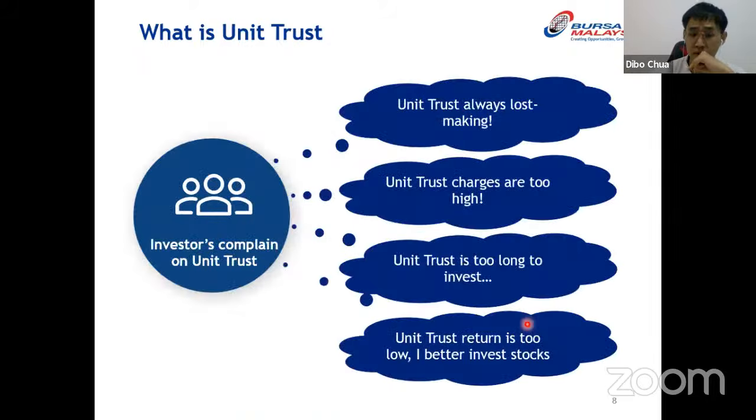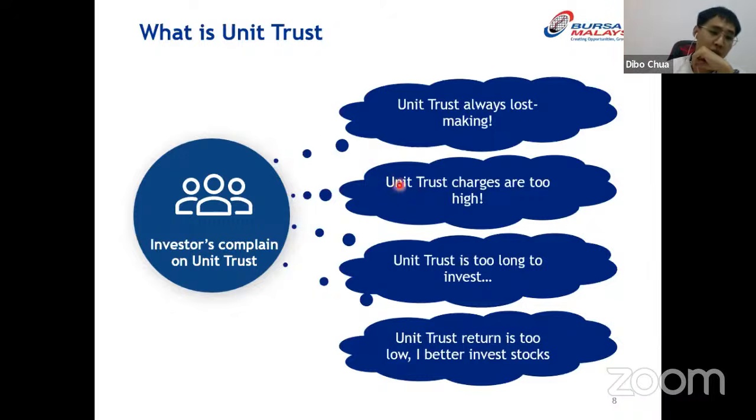But of course, as I said in the beginning, a lot of investors have complaints about unit trust. Maybe not you, but you can ask your friends or your parents. They will have all kinds of complaints. Typically, the complaints I always get are these four. The first one: they say unit trust is always loss making, a very bad investment, don't do it. I get this kind of comment a lot, and we will talk about it later.